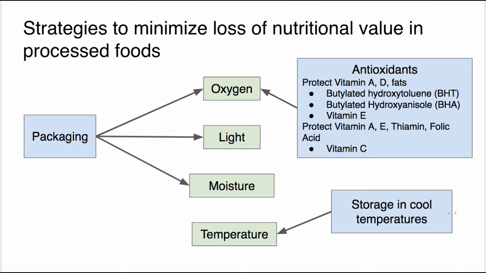It's really important to maintain cool temperatures during food storage so that we don't see acceleration of certain nutrient losses or chemical reactions. Because oxidative reactions are an issue, we can add antioxidants such as vitamin C, vitamin E, BHA, and BHT to specifically try to prevent some of the oxidation reactions from happening.